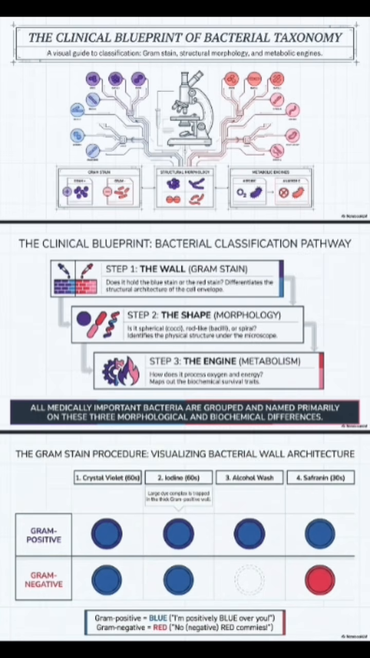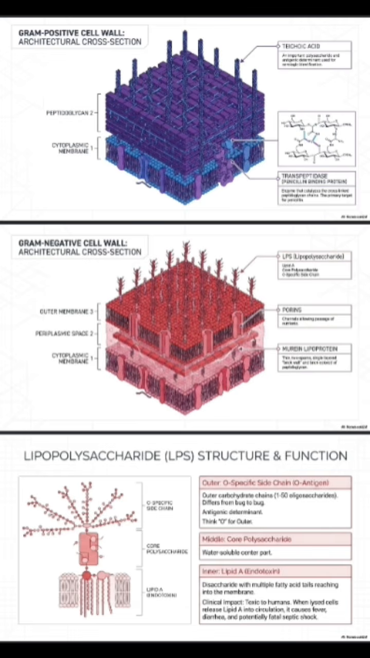Then we have safranin dye, which colors everything red. But since the gram positive still trap the blue stain, they remain blue. But the gram negative now becomes stained red. So this is the structure of the gram positive cell wall with a thick peptidoglycan layer and the gram negative with its own thin layer.